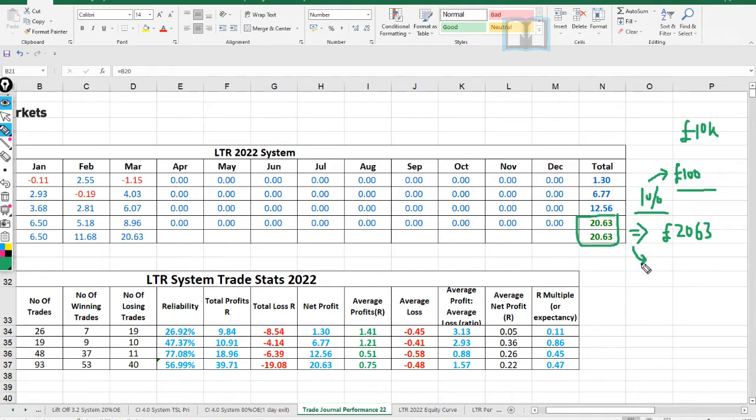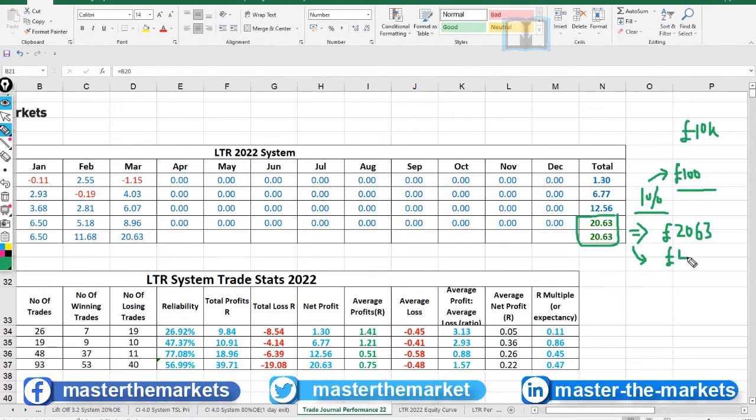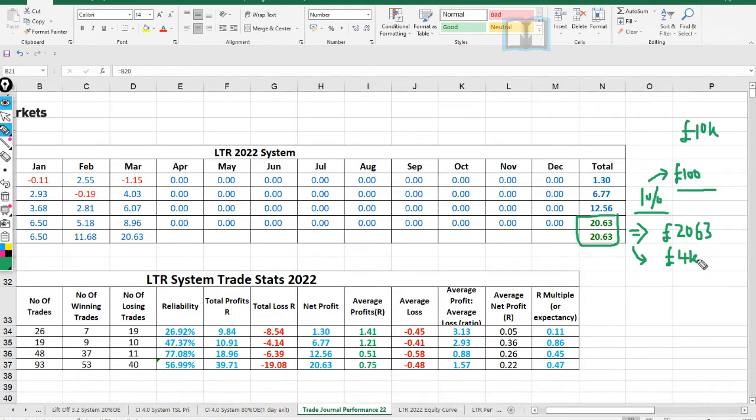Now, if the 1%, of course, relatively is £200, then that would be double of that. That would be nearly about £4,000, 4,136 to be exact. And then if it's 3%, then it's 3 times that. That will be about £6,000. You get the drift. So that's the first type of risk management.